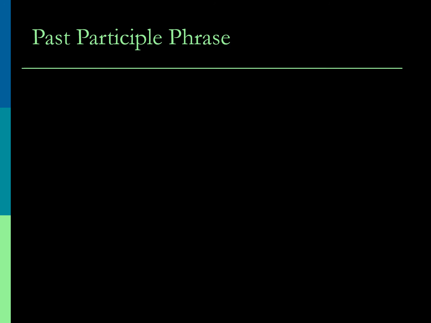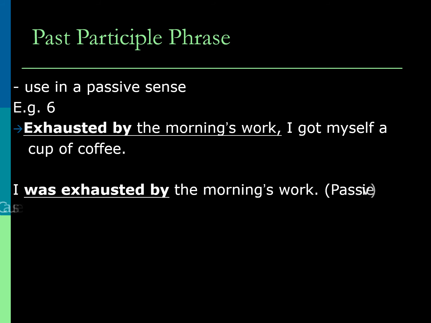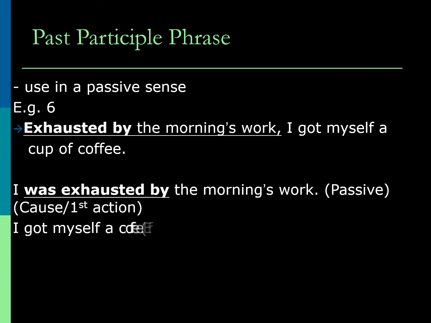Past participle phrase. We use the past participle phrase in a passive sense. In example 6, exhausted by the morning's work, I got myself a cup of coffee. I was exhausted by the morning's work. That's passive voice, and that's the cause, that's the first action. I got myself a cup of coffee, that's the effect, that's the second action.